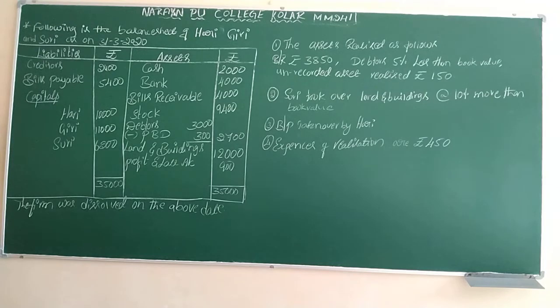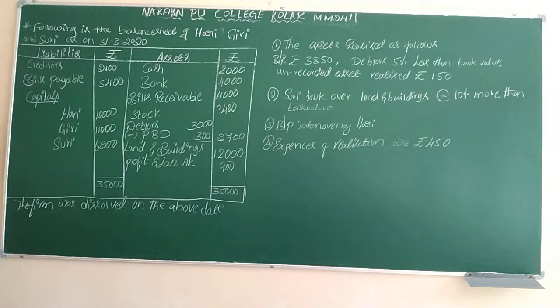In the next line they give the information that the firm was dissolved on the above date. The assets realized as follows. Bills receivable rupees 3,850. Debtors 5% less than book value. Unrecorded asset realized rupees 150. Suri took over land and buildings at 10% more than book value. Bills payable taken over by Hari. Expenses of realization are rupees 450.